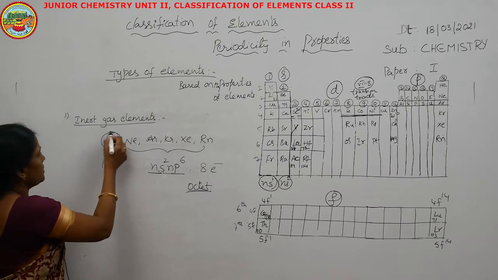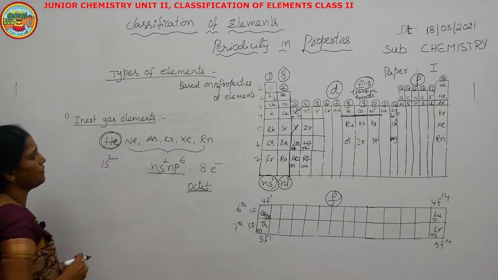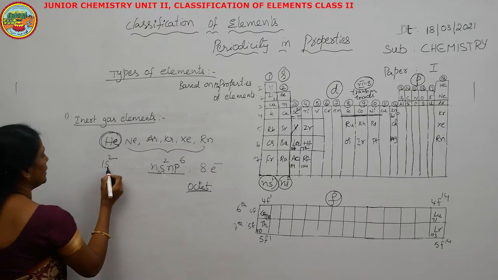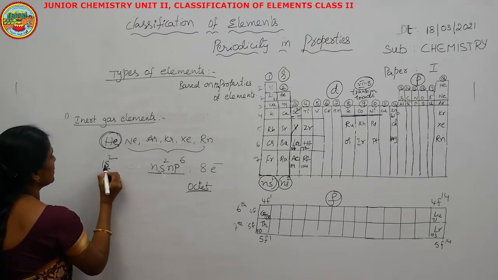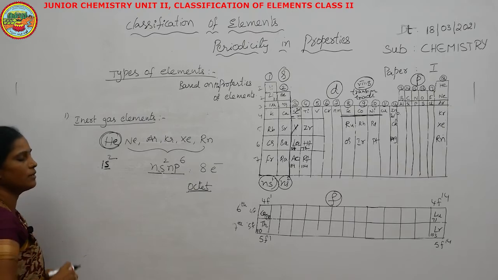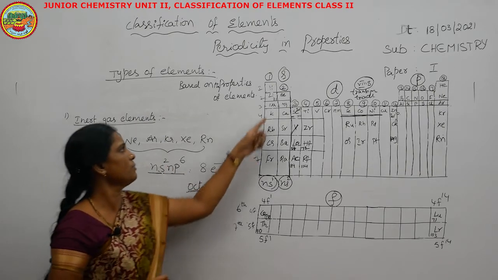See, this helium is actually misplaced in the p block because the differentiating electron enters into the s orbital. The actual place of this helium is in the s block.